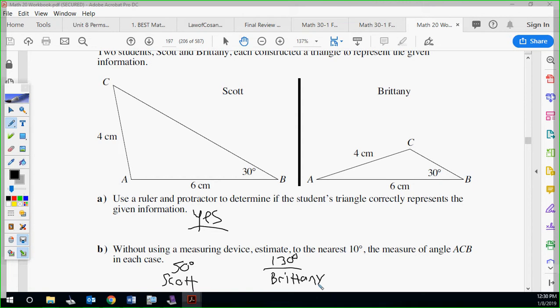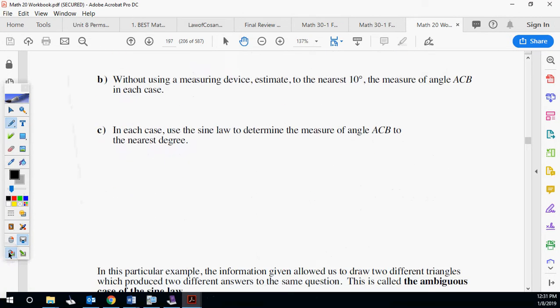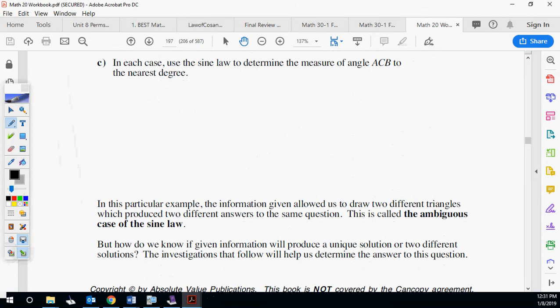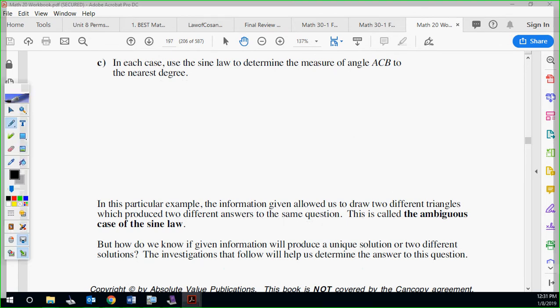Okay, so let's keep going here. In each case, use the sine law to determine the measure of angle ACB to the nearest degree. So we're going to use the information we have in front of us and do the sine law for Scott and for Brittany. I'm going to pause the video and let you do that now, because you know how to do that. So I want you to try to do that.